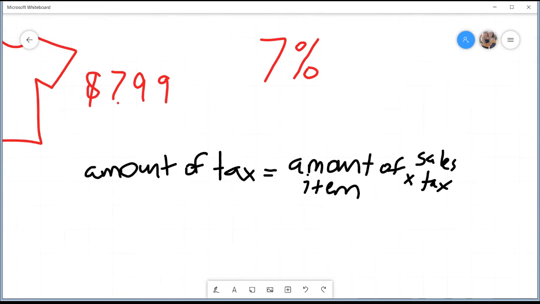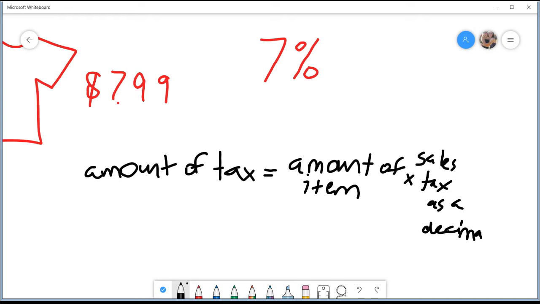And this isn't any kind of sales tax. This is sales tax as a decimal. You can also have it as a fraction, but as you have probably seen over the last couple weeks, it's much easier to go between percent and decimal than it is to go between percent and fraction. In this example, we put the $7.99 for the amount of item here. And we're going to multiply it by 7% written as a decimal, which is 0.07.